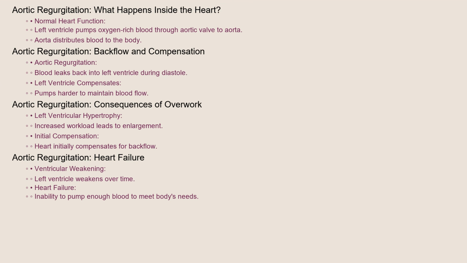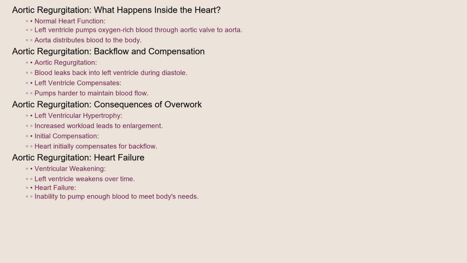So, what happens inside the heart when aortic regurgitation occurs? Normally, the left ventricle pumps oxygen-rich blood through the aortic valve into the aorta, which then distributes it to the rest of the body. With aortic regurgitation, some of this blood leaks back into the left ventricle during diastole, the relaxation phase of the heart. This causes the left ventricle to work harder, pumping more blood to compensate for the backflow.